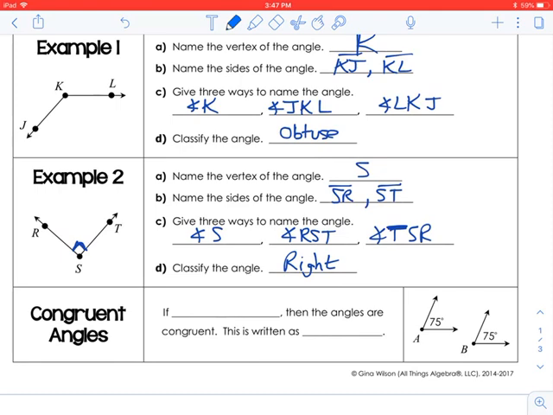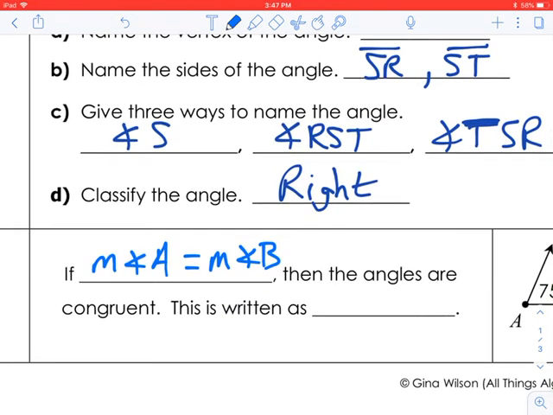A few more things, definitions, things like that. The last one on here is congruent angles. Just like congruent segments, we have congruent angles. If the measure of angle A equals the measure of angle B, notice I'm using that m there, then we can say those angles are congruent. So angle A, no measure this time, angle A is congruent to angle B.